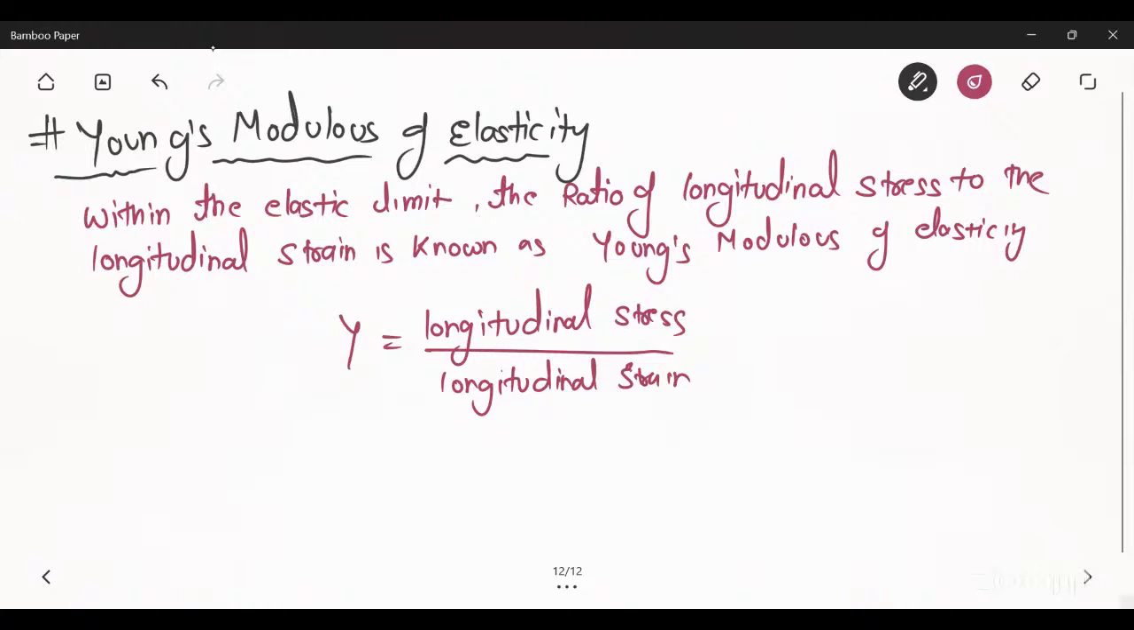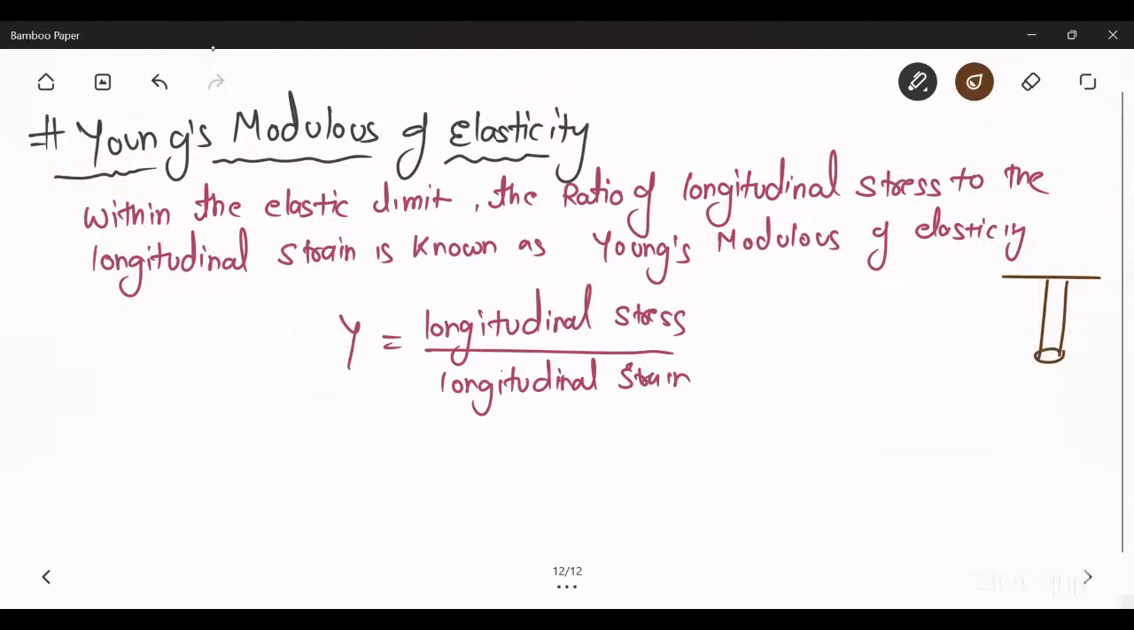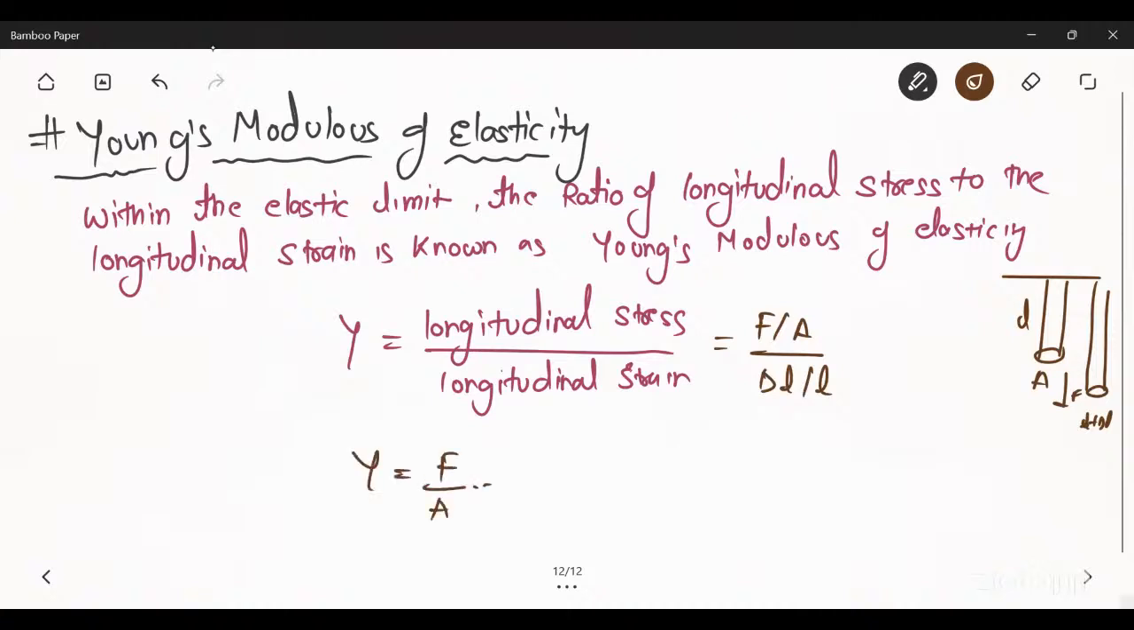Now taking an example, suppose this is the body of length L having area A. If I apply the force, the length of the body will increase to L plus delta L. So the value of Y is F upon A by delta L by L. So Y is equal to F upon A times L upon delta L.